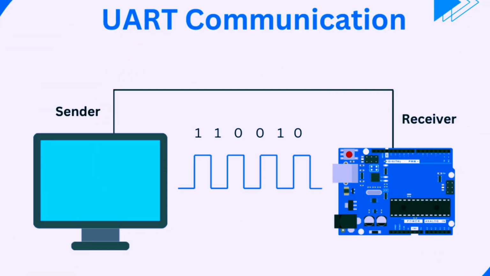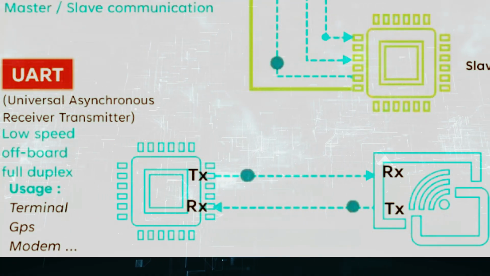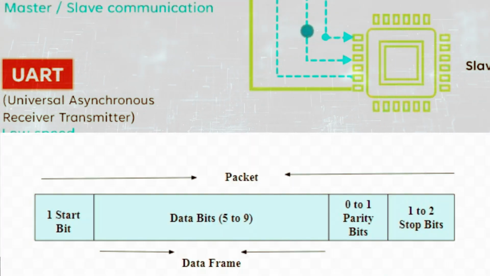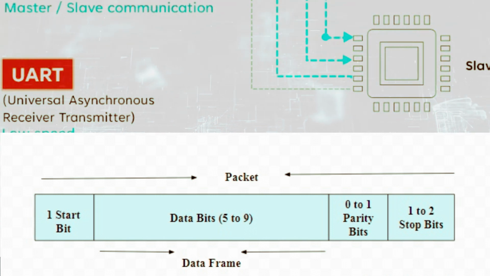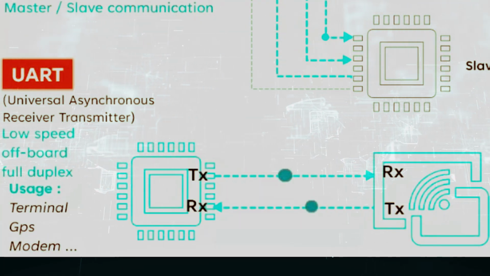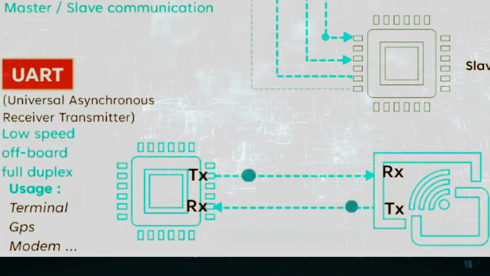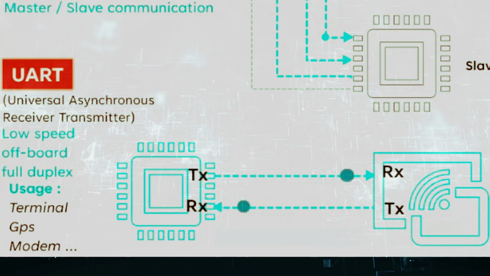UART, Universal Asynchronous Receiver/Transmitter. UART is a simple serial communication protocol commonly used for point-to-point communication between two devices. It operates asynchronously, meaning there is no clock signal shared between the transmitter and receiver. Instead, data is transmitted in a continuous stream with start and stop bits framing each byte. UART communication typically involves two signal lines, a transmit line, TX, and a receive line, RX.